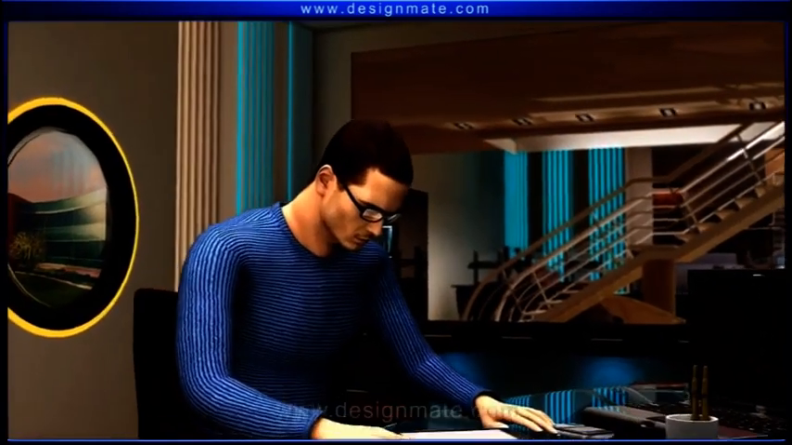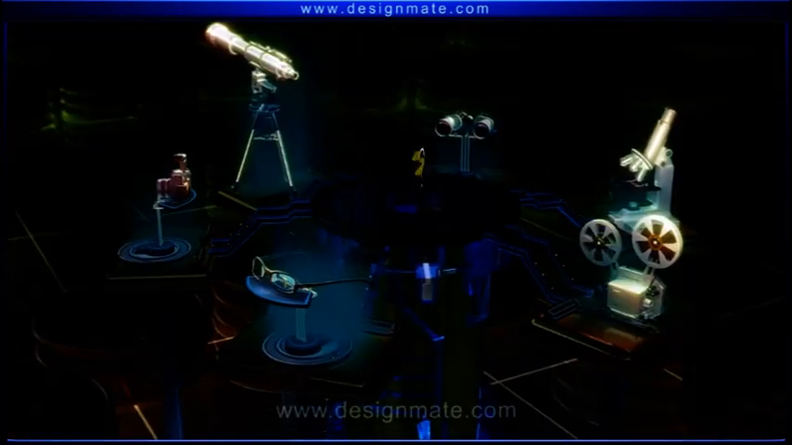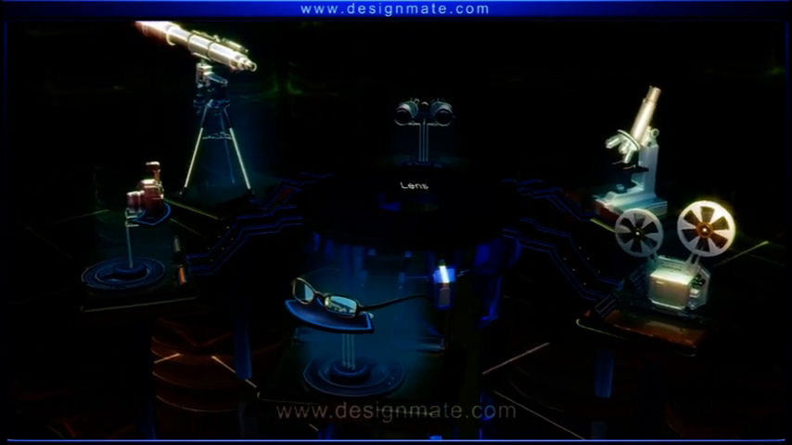Eyeglasses allow millions of people to read and see in comfort. Have you ever wondered which optical component makes all this possible? It is simply a lens.